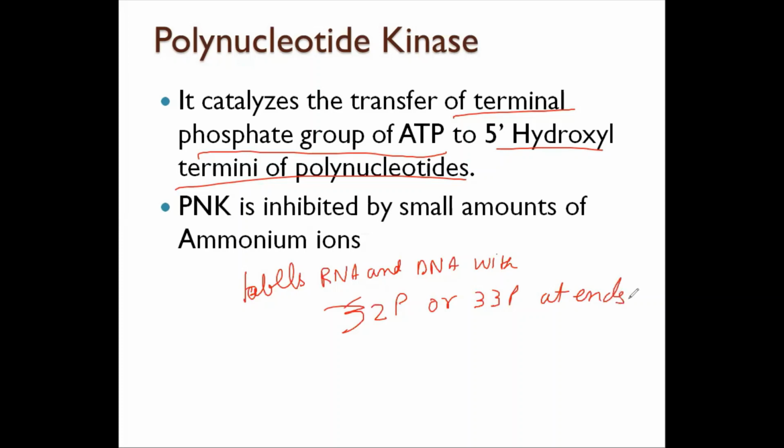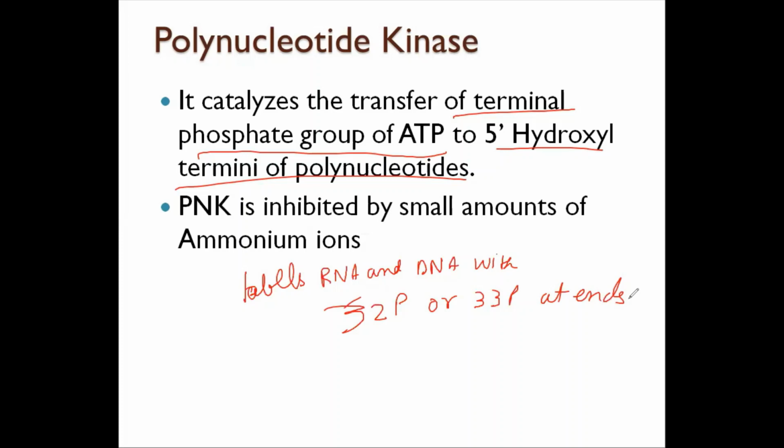Always remember, PNK is inhibited by ammonium ions. So ammonium acetate should not be used during nucleic acid precipitation prior to phosphorylation. Now we know what polynucleotide kinase does. Let's learn more about it.